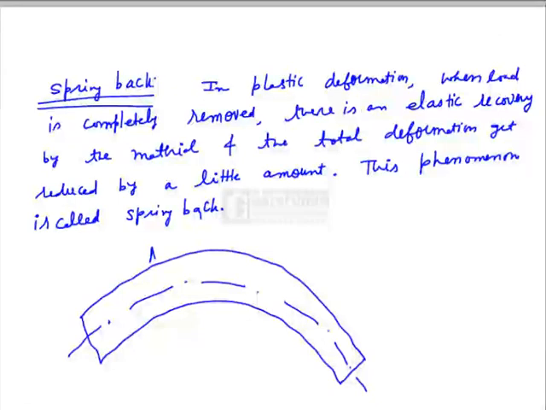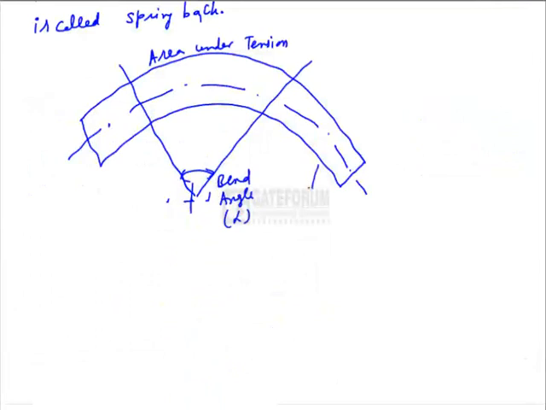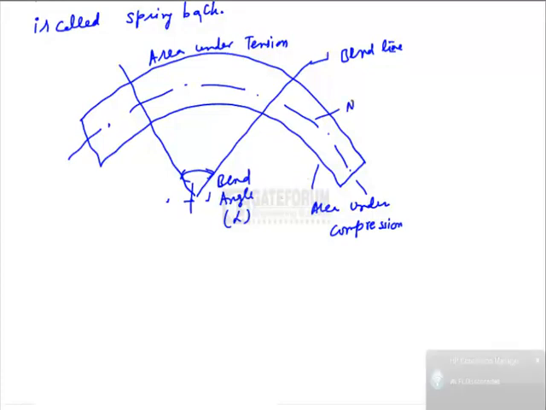So this is the area under tension. We will take this as the bend angle. From here the bending takes place. This is the portion, so this is called bend angle alpha. This part is the area under compression, and this line is called the bend line. This is the neutral axis. This is the bend radius, capital R.